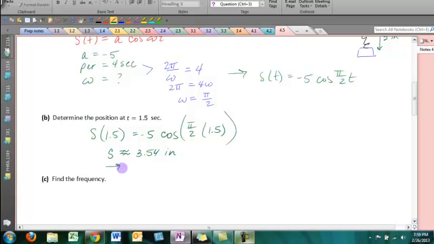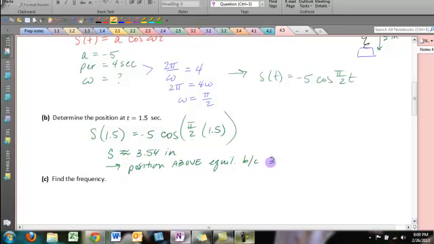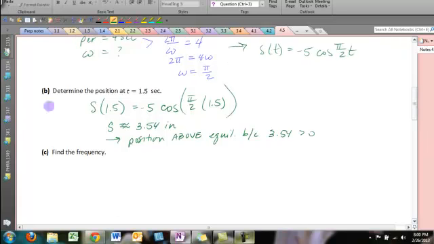And if we were asked, we could say that the position of the spring was above the equilibrium, because 3.54 is greater than 0. Since it's greater than 0, we know we're above that position.